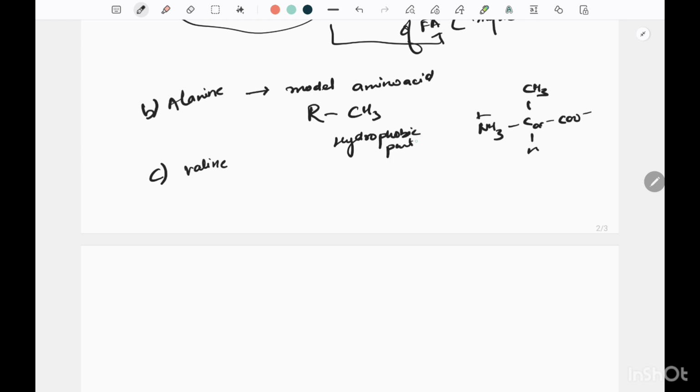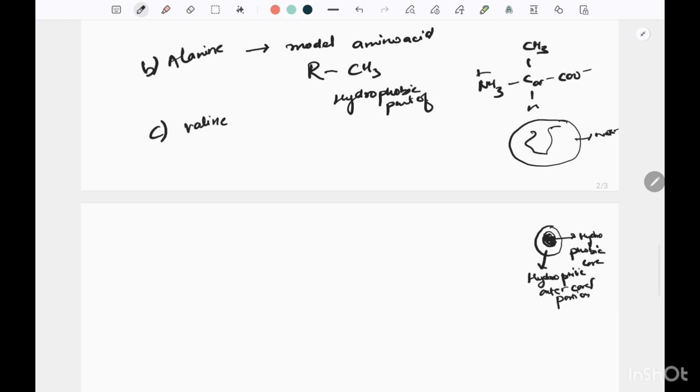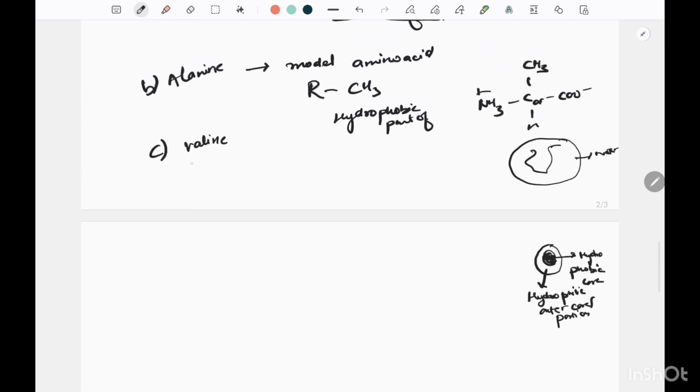The hydrophobic part of protein. Since our cell contains water, when a protein folds, a hydrophobic core is formed, and then there is a hydrophilic outer portion. You must remember that. The inner part will always be formed by the hydrophobic amino acids, right? Third is valine, leucine, and isoleucine.